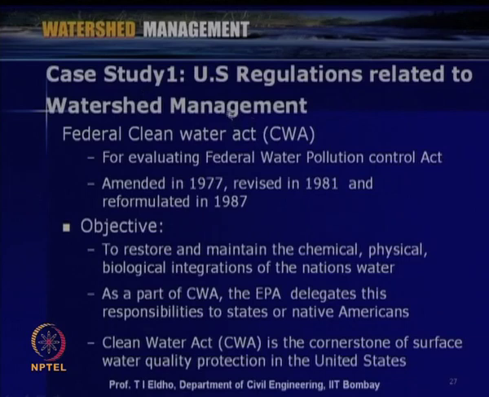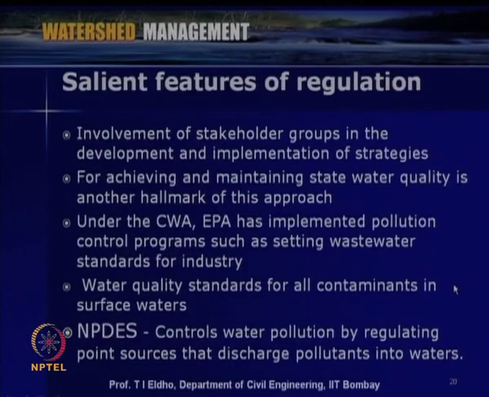The first case study is about some of the regulations and policies for watershed management in the USA. Here, as far as USA water regulations are concerned, the emphasis is on the Clean Water Act of the federal government, formerly the Federal Water Pollution Control Act, which was amended in 1977 and further revised in various years like 1981 to 87. The objective is to restore and maintain the chemical, physical and biological integrity of the nation's waters. As part of the Clean Water Act, the Environmental Protection Agency delegates these responsibilities to states. The Clean Water Act is the cornerstone of surface water quality protection in the United States, and it is followed by various states also.